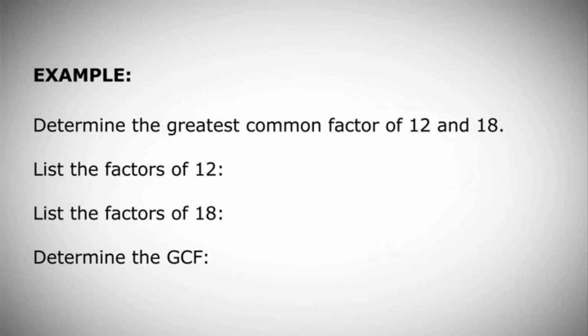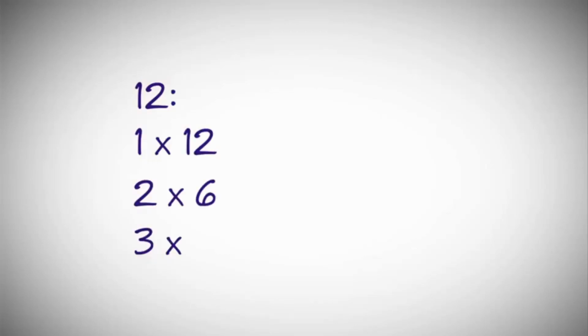Let's take a look at an example. First example asks us to determine the greatest common factor of 12 and 18. The first step is to determine what are the factors of 12. Remember, factors of 12 are going to be those integers that 12 is divisible by. It's often easier to think about factors in their pairs. So for example, what two numbers when multiplied together give you a product of 12? We have 1 and 12, 2 and 6, and then 3 and 4. And that's our list of factors of the number 12.